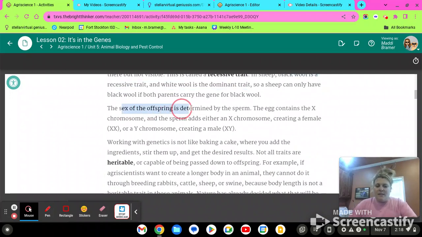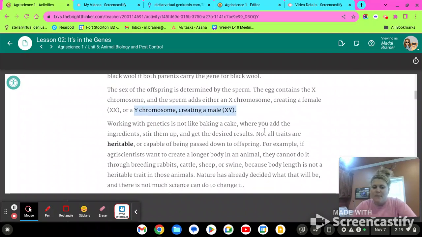So the sex of an offspring, the gender, is determined by the sperm. The egg, from the female, contains the X chromosome, and the sperm from the male is going to contain either an X chromosome or a Y chromosome. So if it's a female, that means the male gave an X chromosome and it's XX. If it's a male, that means XY, because the male gave a Y chromosome. Okay?